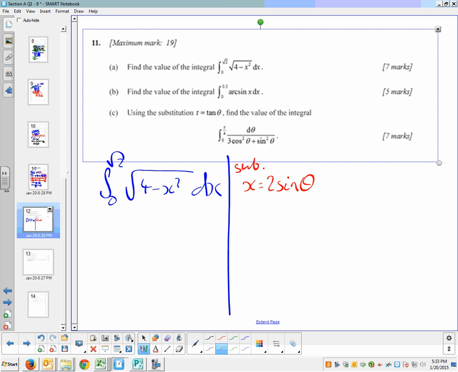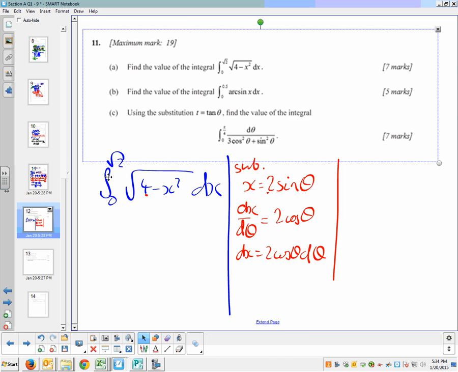Cos theta will work as well. Reason it's 2 is because when you square it, you're going to get your 4. The reason it's sine is because when you do 1 minus x squared, you're going to get cos. So dx by d theta is equal to 2 cos theta, or dx is equal to 2 cos theta d theta. Whilst we're here, we'll sort the limits out as well.